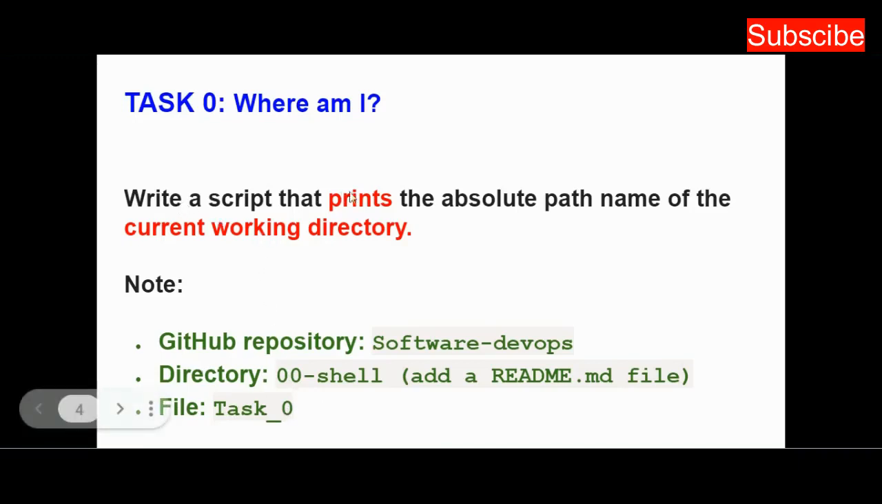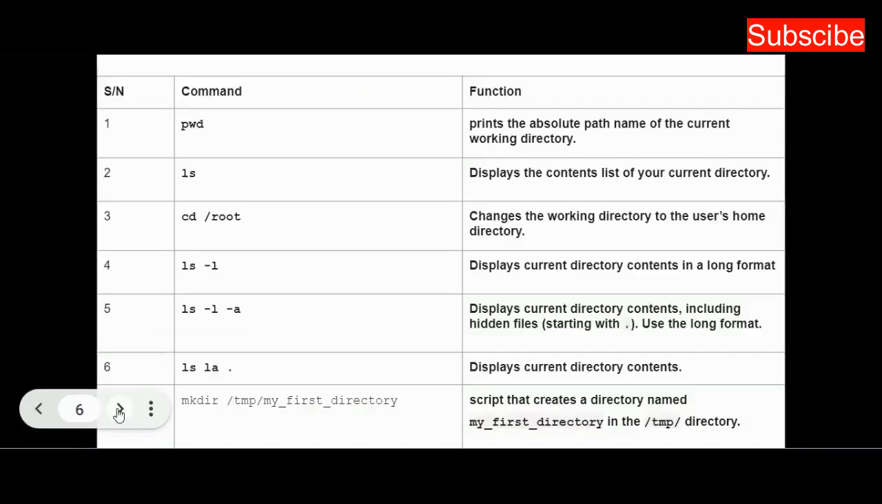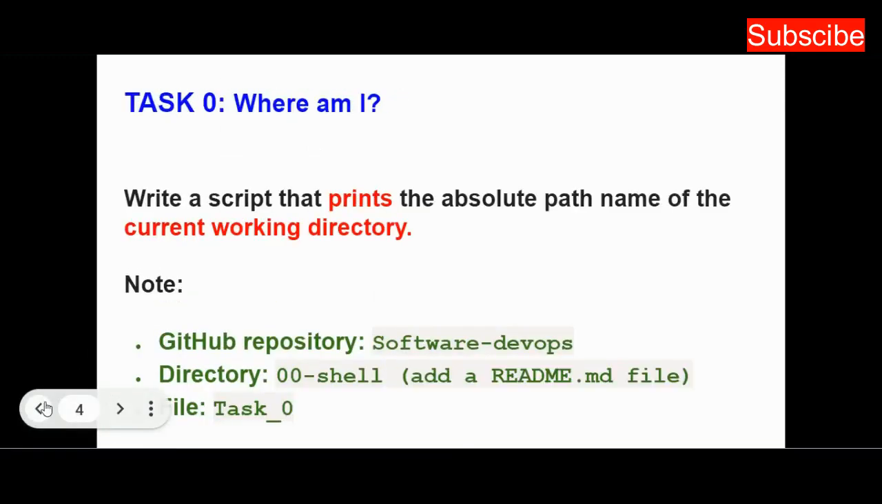So now write a script that prints the absolute path name of the current working directory. And you have to know that the command that does this is pwd. So the command that prints the absolute path name of the current working directory is pwd. And so we have to put this command in our script. So the first thing we'll do now is to fire up our terminal.